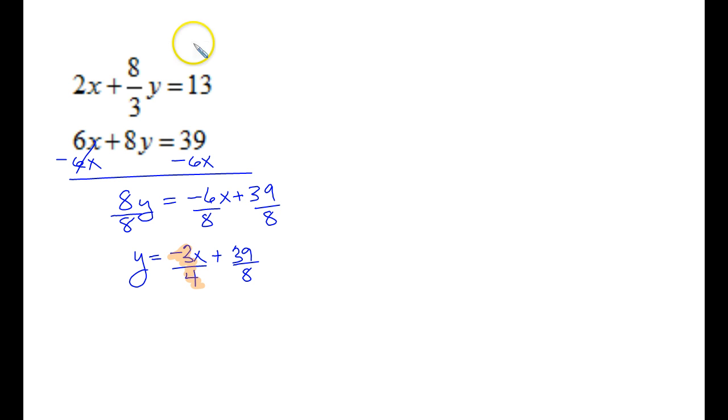Now let's take a look at the other one here. We'll multiply everything by 3 to get rid of that fraction. And then I'd have 6x plus 8y equals 3 times 13 is 39.